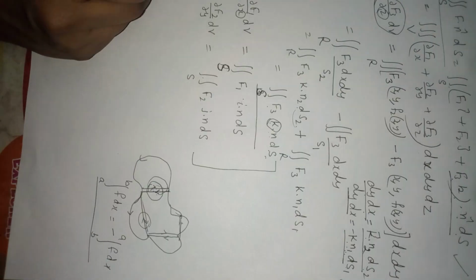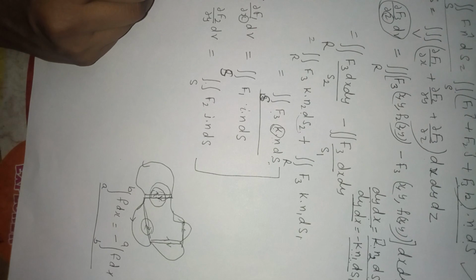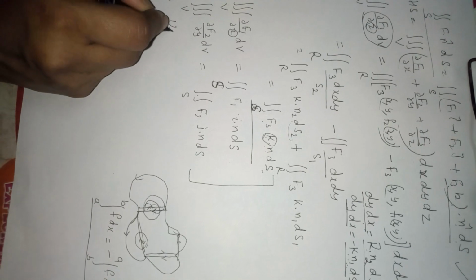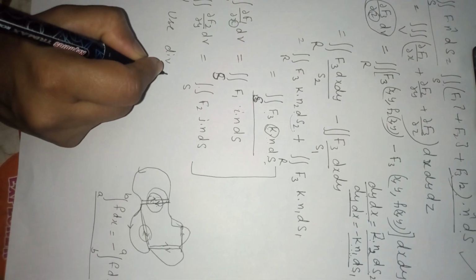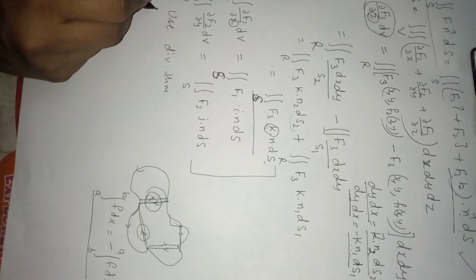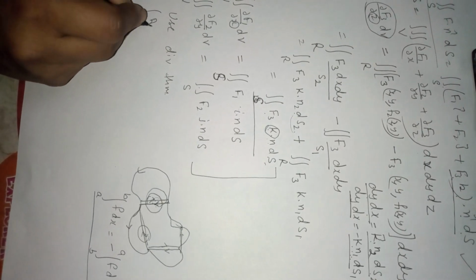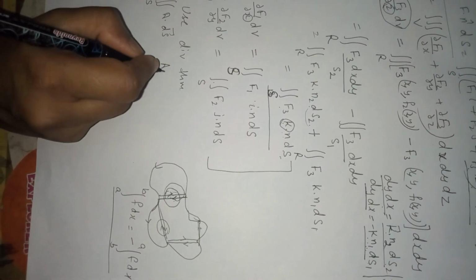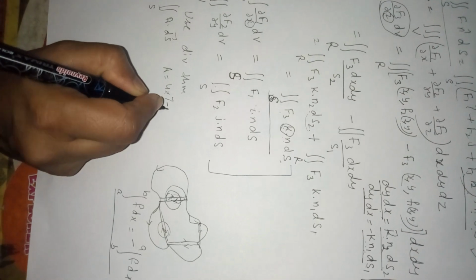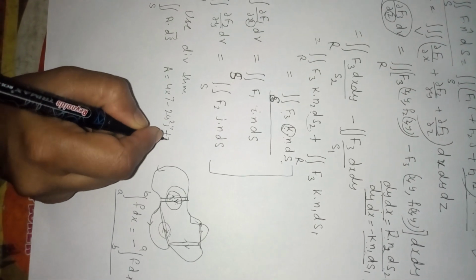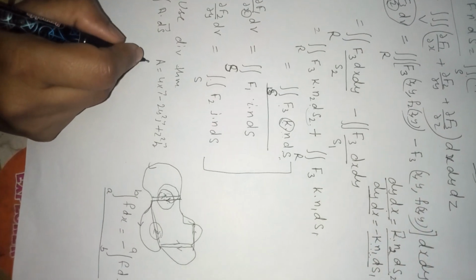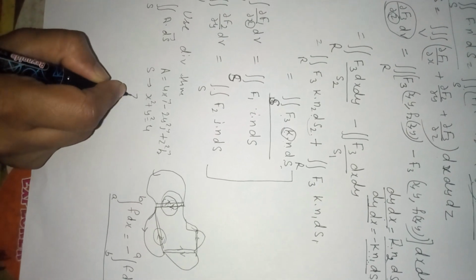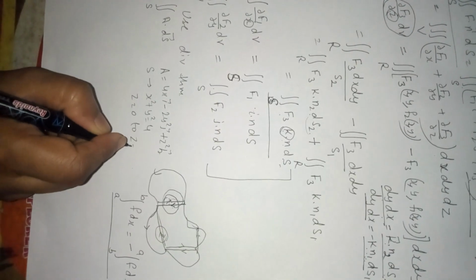So next we do an important example of this question. Example: use the divergence theorem to find the surface integral of A dot dS over surface S, where A is 4xi minus 2y square j plus z square k, and S is the surface given by x square plus y square equal to 4 between z equal to 0 and z equal to 3.